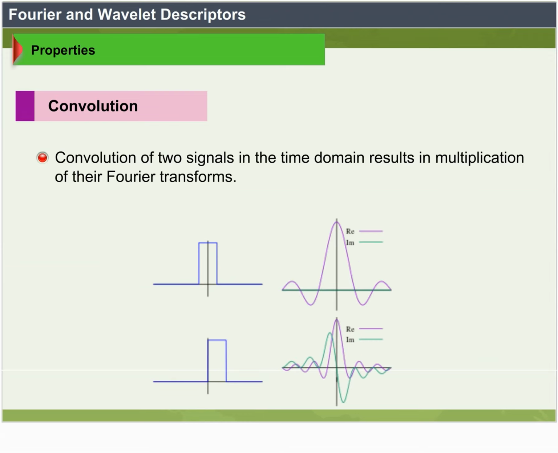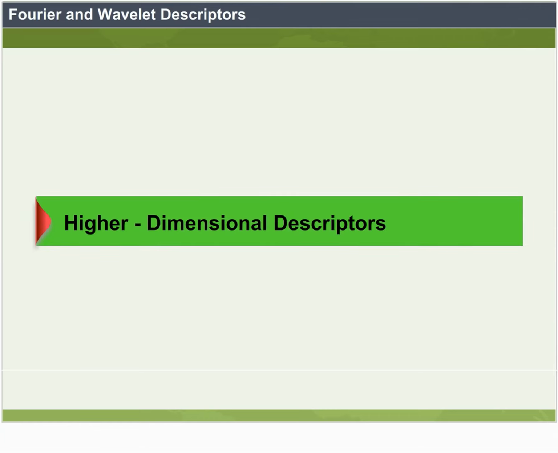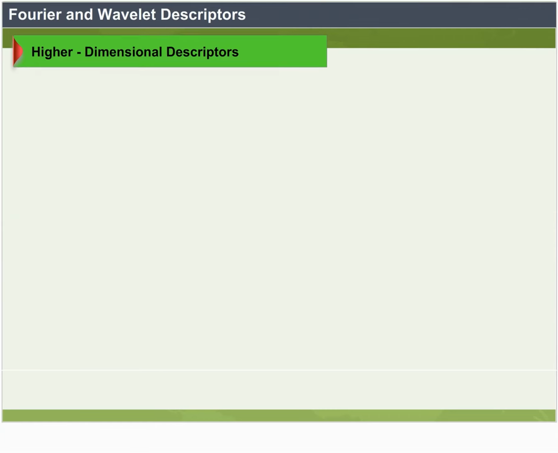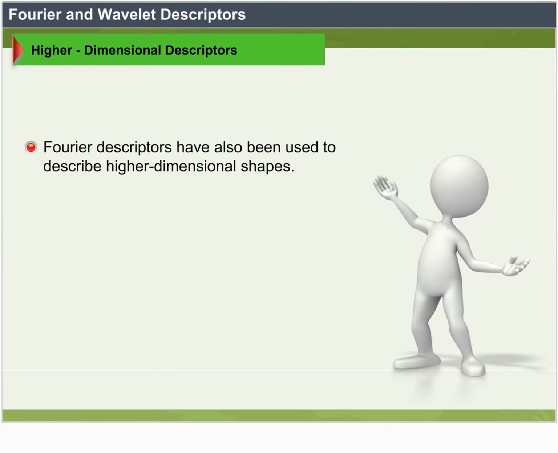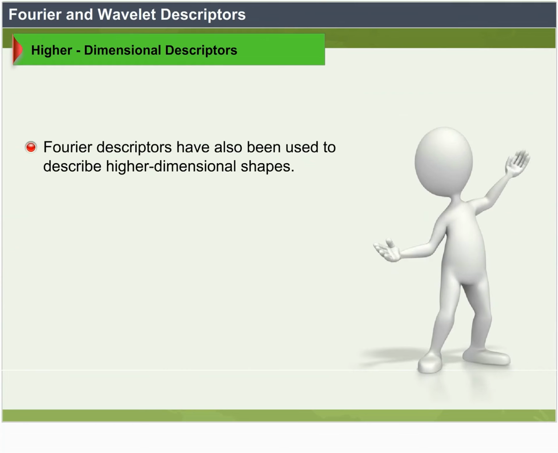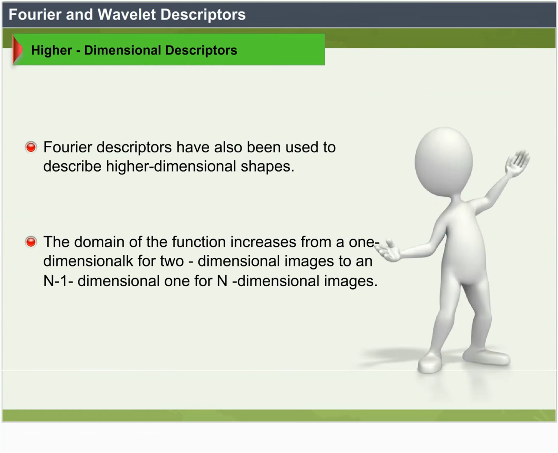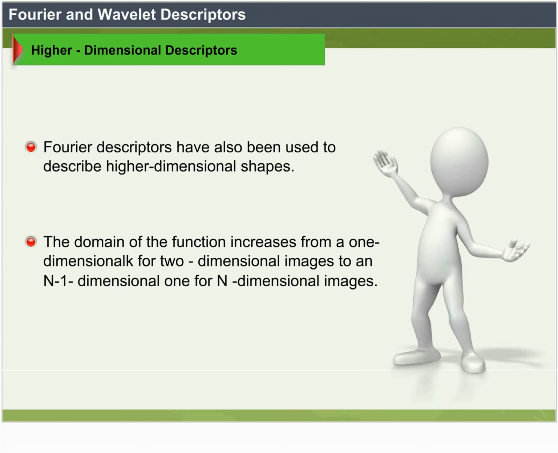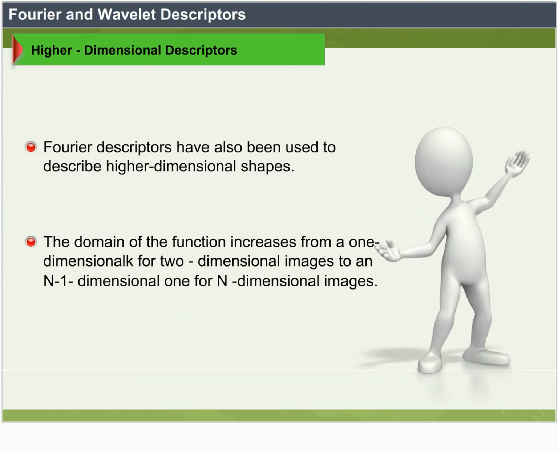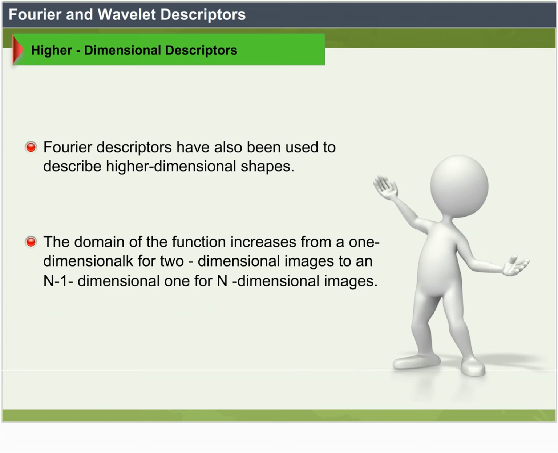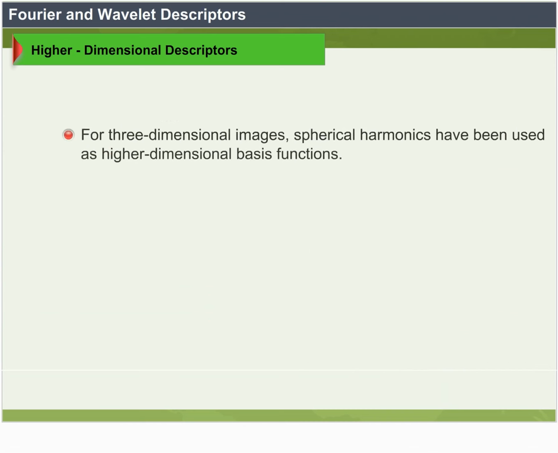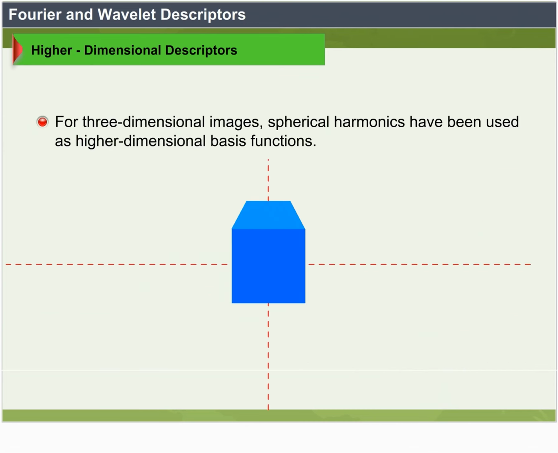Higher dimensional descriptors. Fourier descriptors have also been used to describe higher dimensional shapes. The domain of the function increases from a one-dimensional k for two-dimensional images to an n-1 dimensional one for n-dimensional images. For three-dimensional images, spherical harmonics have been used as higher dimensional basis functions.